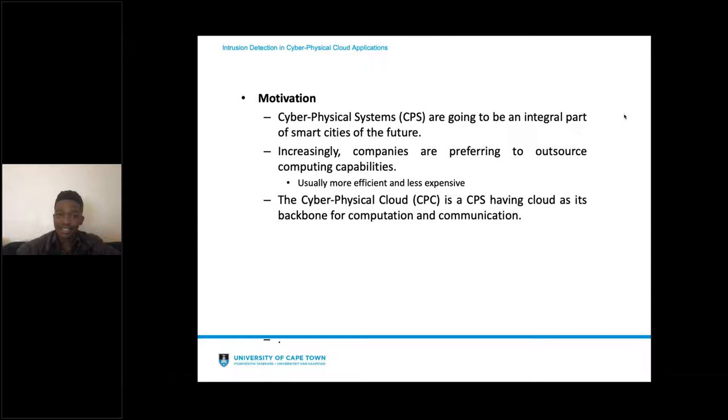Let's go ahead. So cyber physical systems are going to be an integral part of these smart cities of the future. That is generally where we're headed right now, especially now when we're dealing with these critical infrastructure applications. We want them to be more efficient, and we want the people that are supposed to be able to access these things to have easier access so that they don't necessarily need to be in the room. And also we have perhaps service providers that aren't necessarily always going to be around.